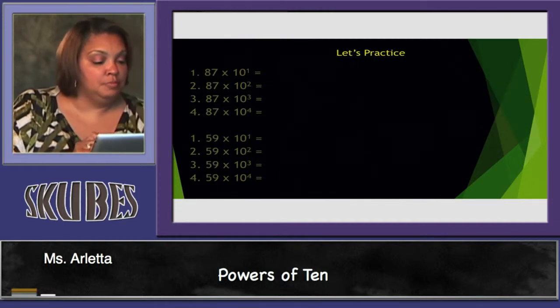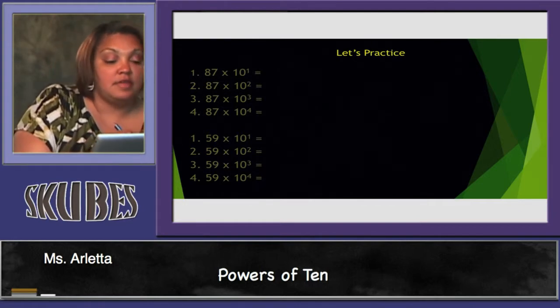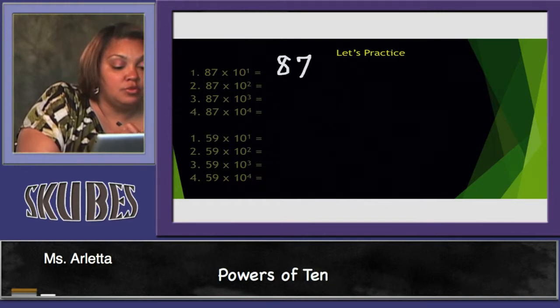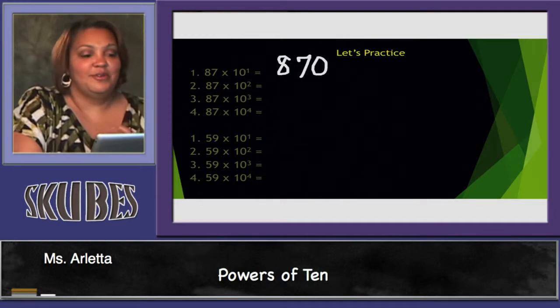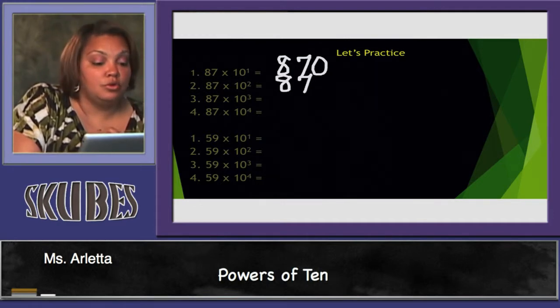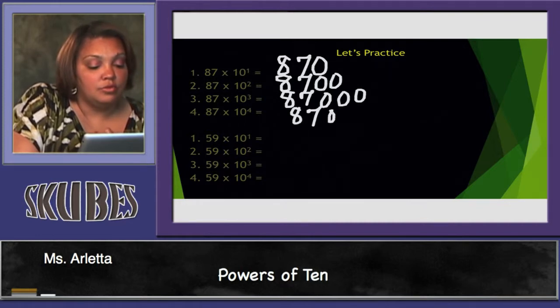The next one. This time we're using 87, and it is in the same order, basically where you're adding a 0 each time. The first one was 10 to the first. Okay. The next one, 87, we're adding 2 zeros. 87 and 3 zeros. And 87 and 4 zeros.